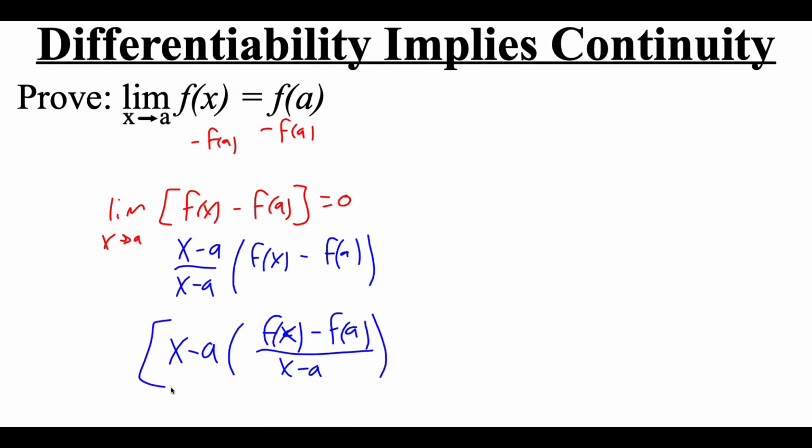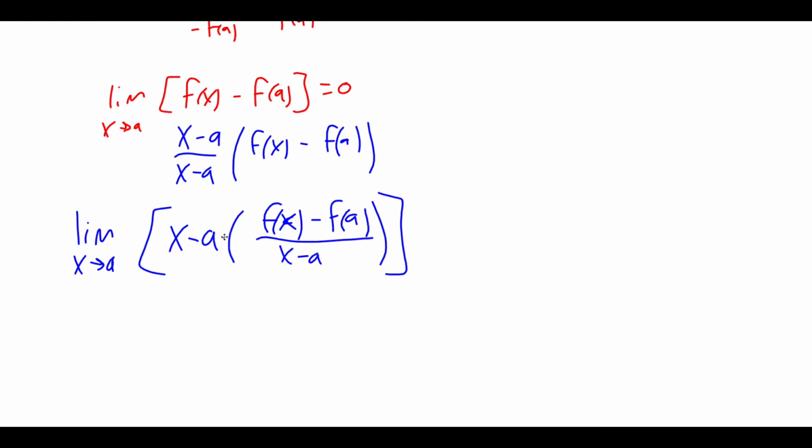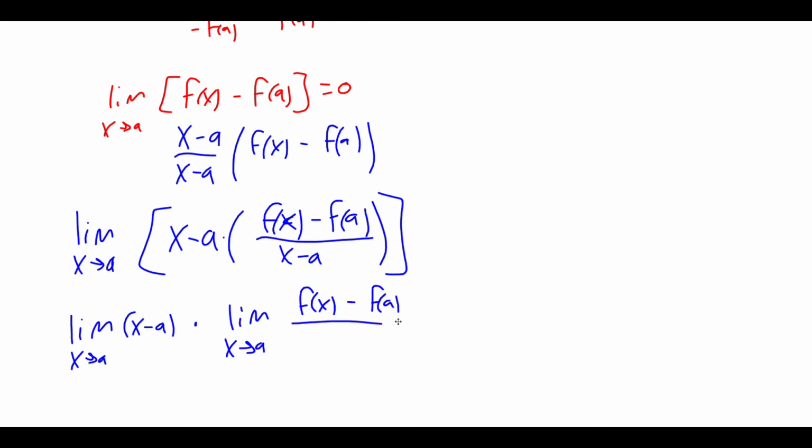Now, I do want to remember that I'm still doing the limit of all of this stuff as x is approaching a. And one of the properties of limits says that if you've got multiplying happening, you can split that up into two separate limits. So we're going to do the limit of that first piece, which is just the x minus a, times the limit of the second piece, which is actually that alternate definition of a derivative that we looked at in an earlier section.